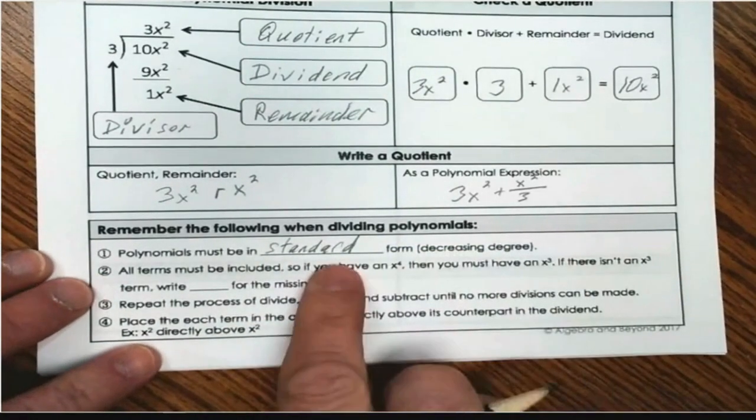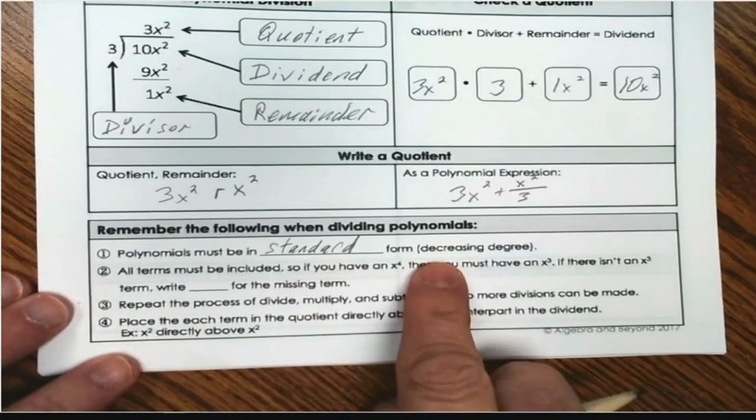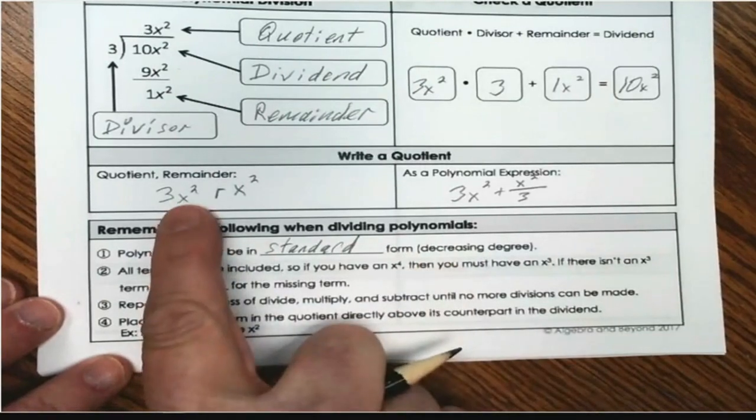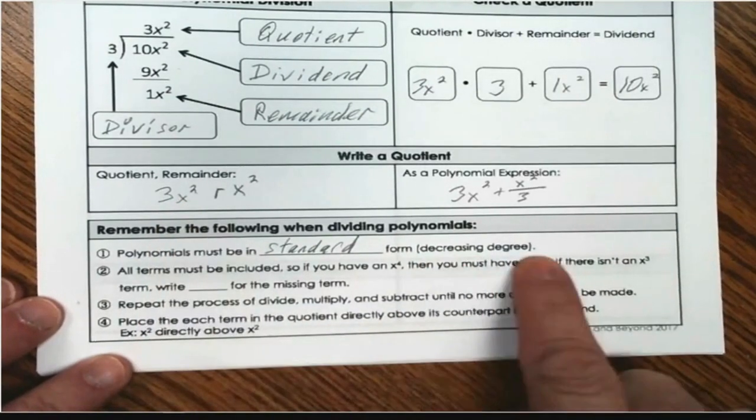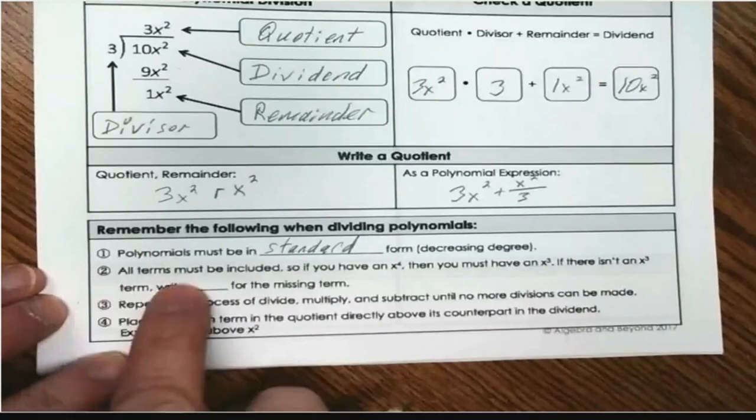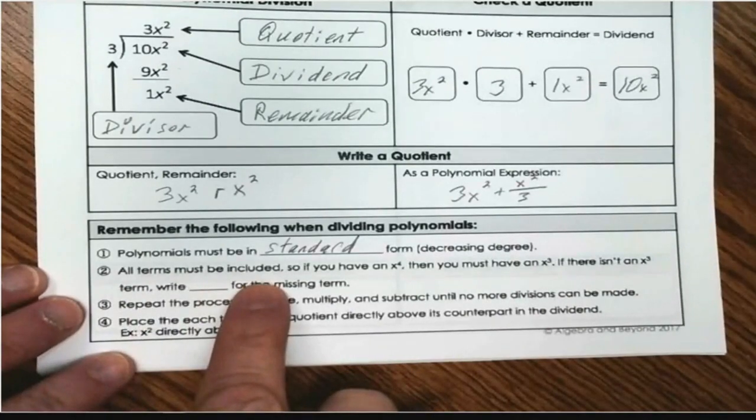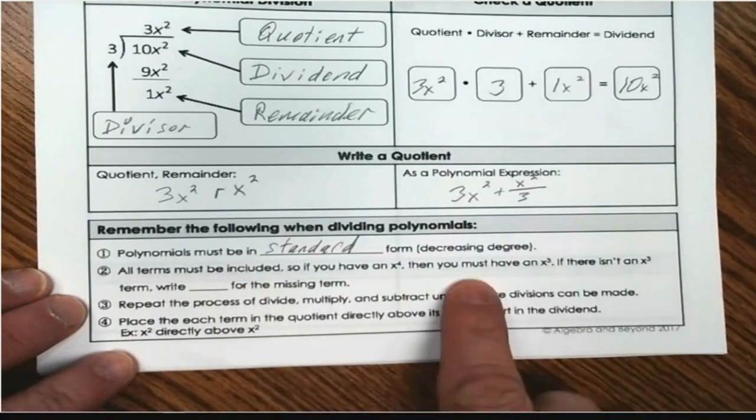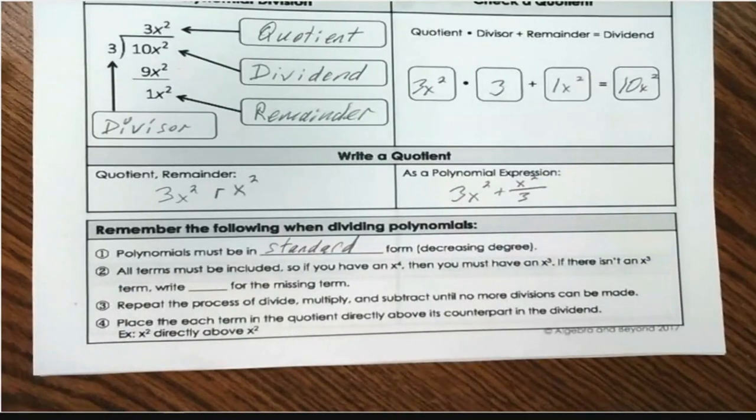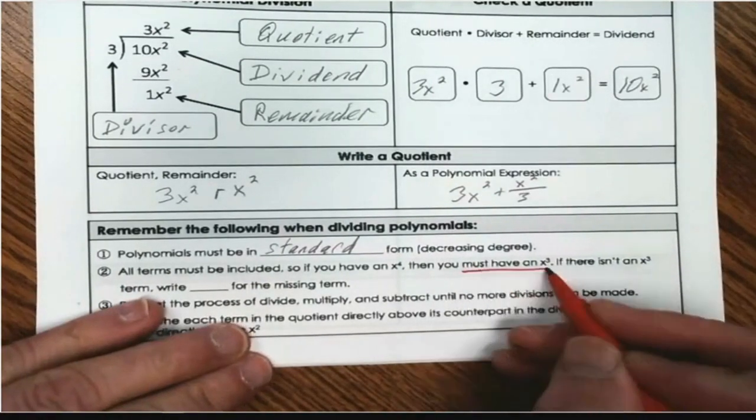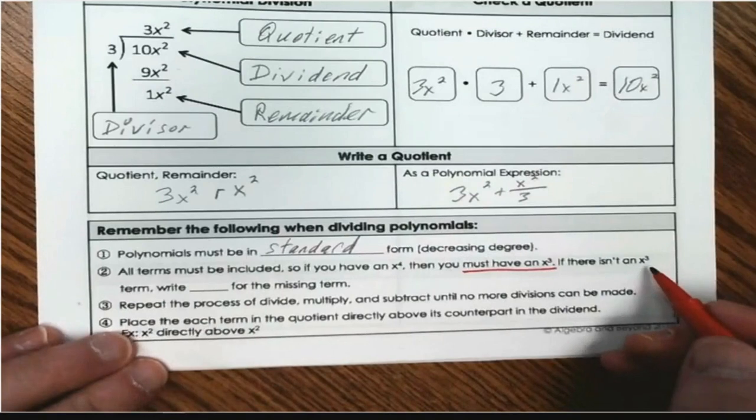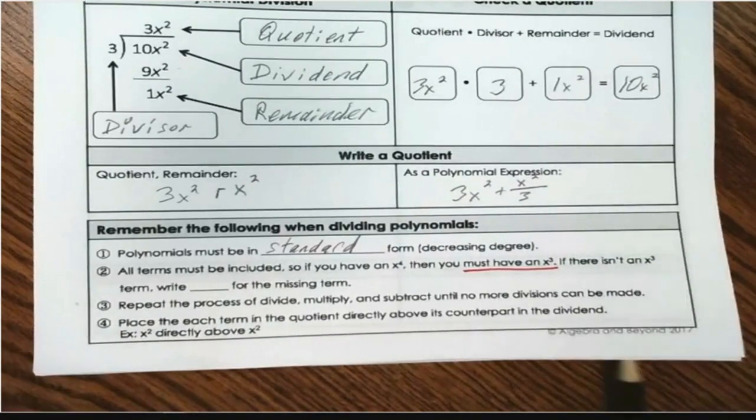Right? Standard form. So start with the largest, x squared, x to the third, x to the fourth, whatever's largest, and you list them going smaller. All terms must be included. So if you have an x to the fourth, you must have, I'm going to underline that, must have an x to the third.